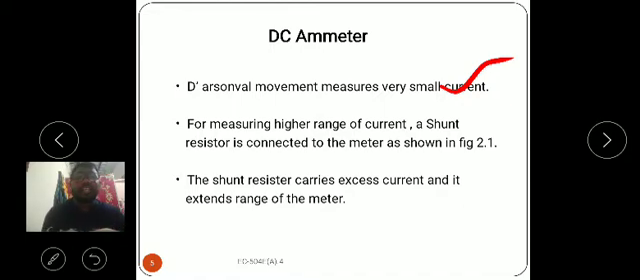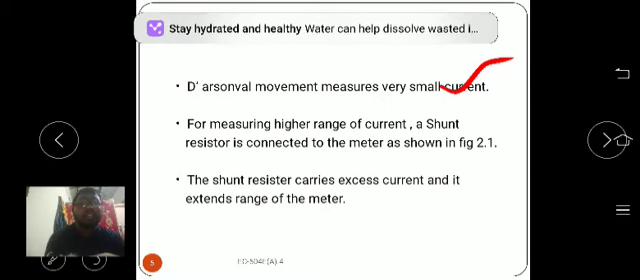Why are we using the shunt resistor? The excess current can be carried by this shunt resistor, and it also extends the range of the meter. For example, if this DC ammeter provides a range of 10 milliamps, with the help of this shunt resistor we can extend the meter range from 10 milliamps to, for example, 15 milliamps.